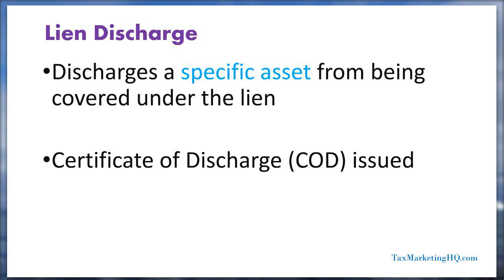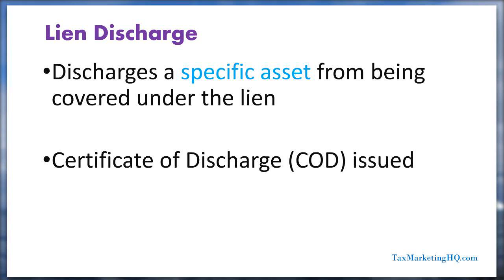Real quick, let's talk about discharges. Discharges are a handy tool when a taxpayer wants to dispose of a specific asset that is covered by the tax lien, either to cut down on equipment or to facilitate collection. So a lien discharge is not a removal of a lien in general. It is a removal of a specific asset from being covered under the tax lien.